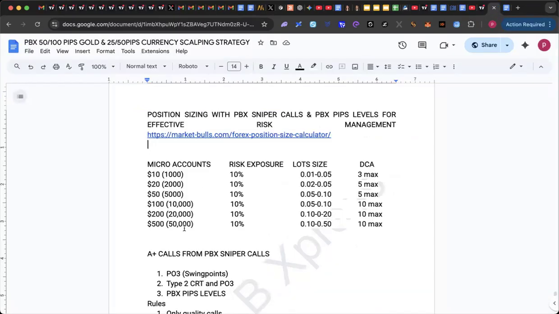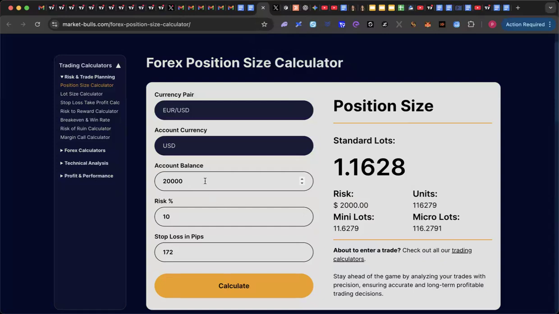So the same thing for $500, okay, 10%, okay, 0.1 to 0.5 maximum. So the same thing. So just go here. Oh, I now know how much I'm going to be risking. So this is going to be how much? 50,000 cent, right? So 172 pips, that's 2.9. So 2.9 is what we're going to be using for gold. So 2.9 standard lot. So that means you can even use 3 standard lots.